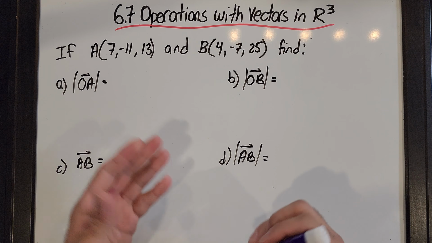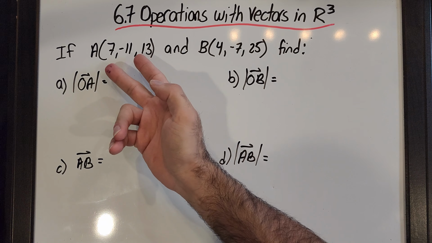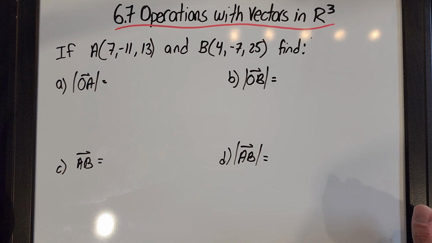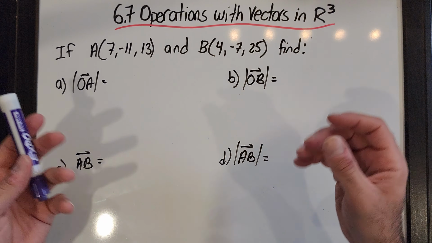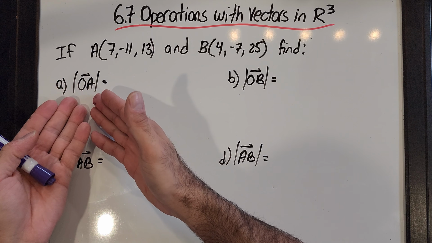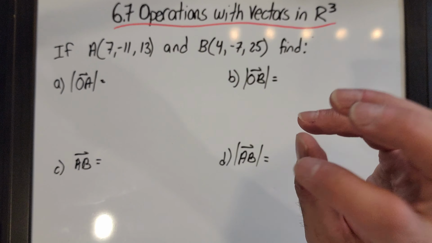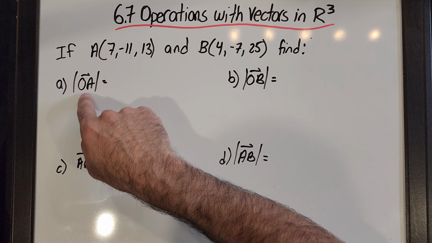Okay, so in this example right here, I have 2 vectors in 3 dimensions. There's 3 components. I have vector A and B, or point A and B rather. It's not really a vector unless it's like OA, right? So it's just a point in 3-dimensional space. And I want to find the position vector OA.